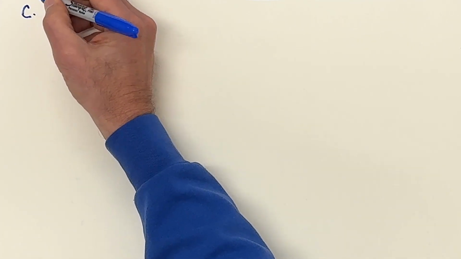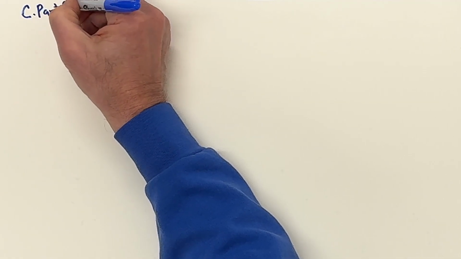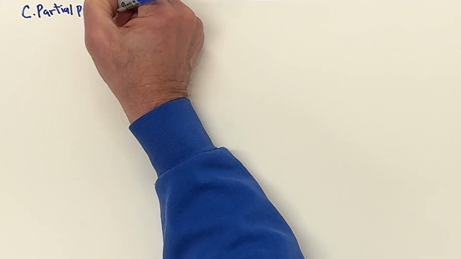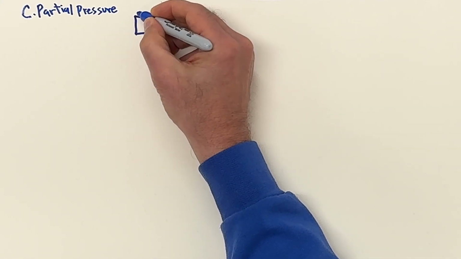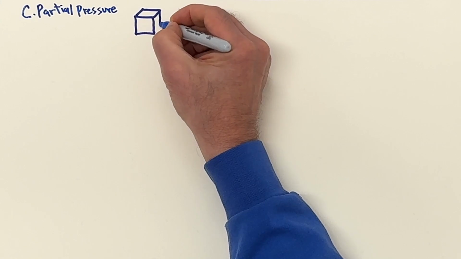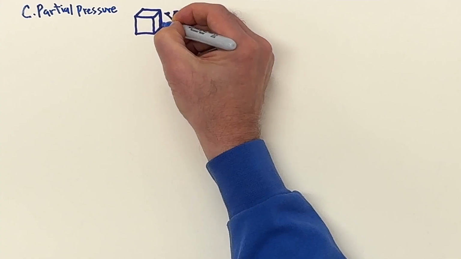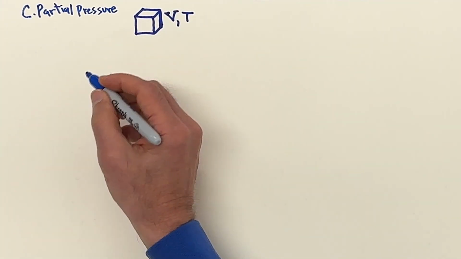Chapter C, partial pressure. We're going to consider here a container with gas, and we'll make the container a simple cube, and the volume is V, and the temperature is T, and the pressure is going to be P.